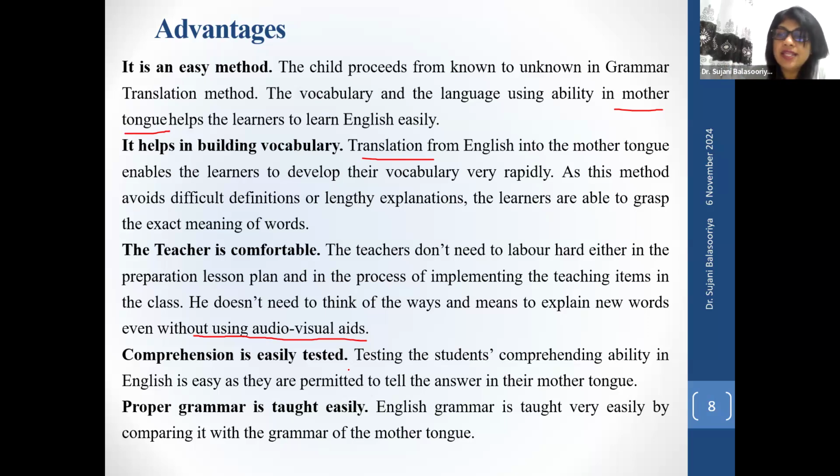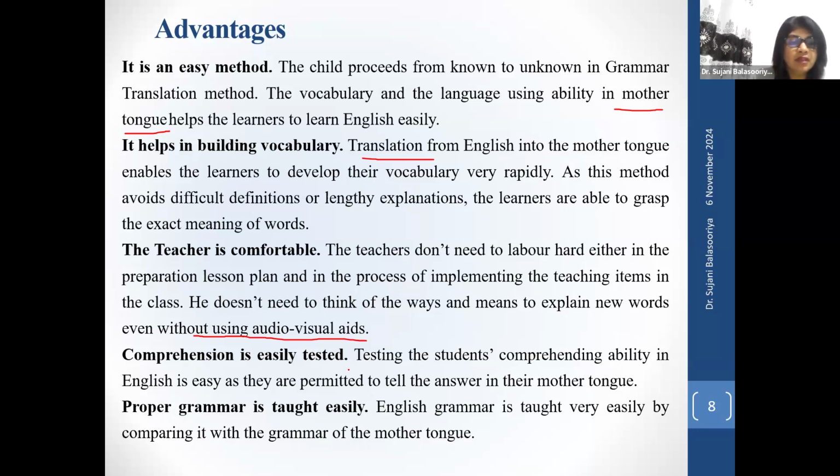Yeah, the teacher can easily check or test whether the students have understood, whether they have the comprehension, right? Comprehending ability of English can be easily checked because of the use of the mother tongue, right? By using the mother tongue, the teacher can ask questions so that the learners find it easy to answer. So comprehension can be checked easily, right?